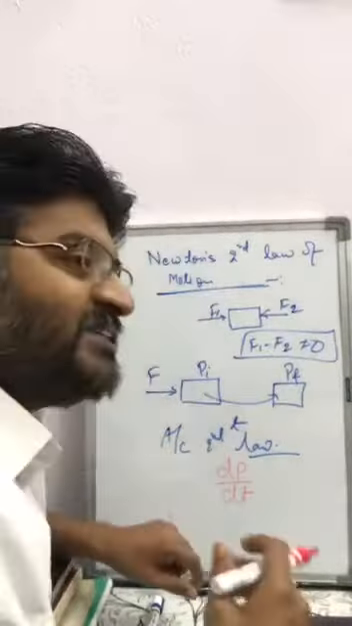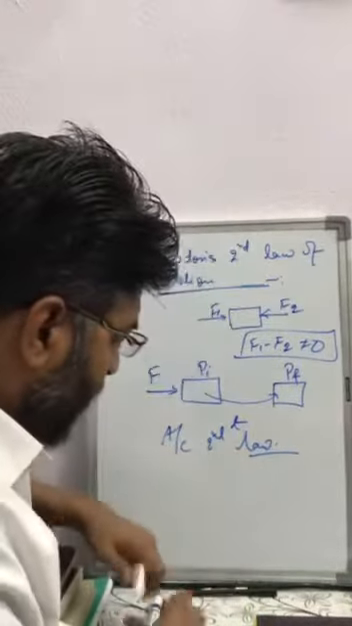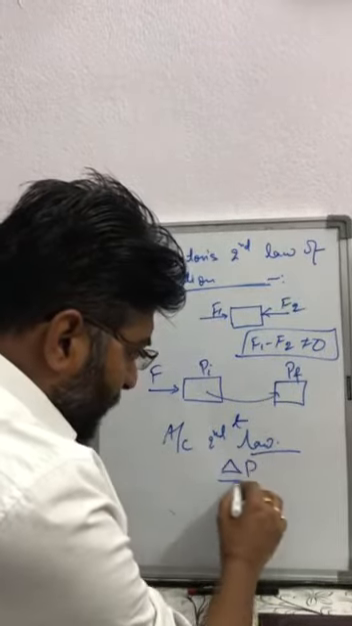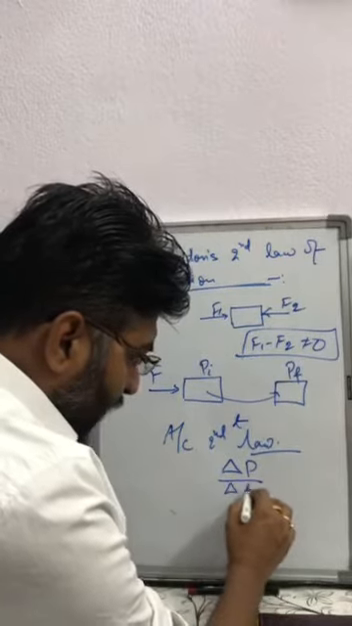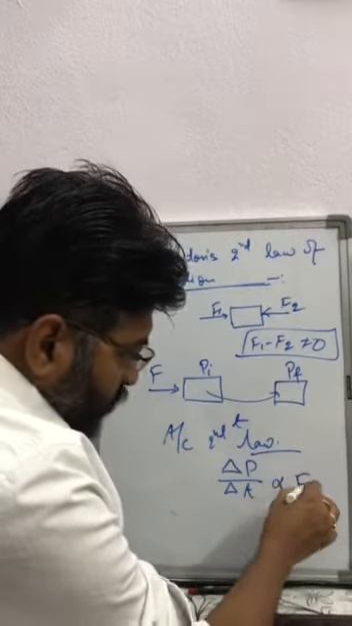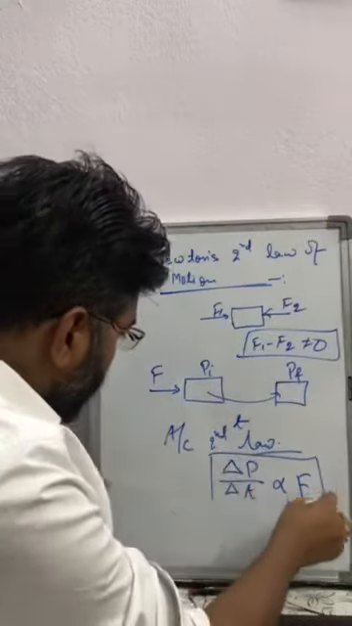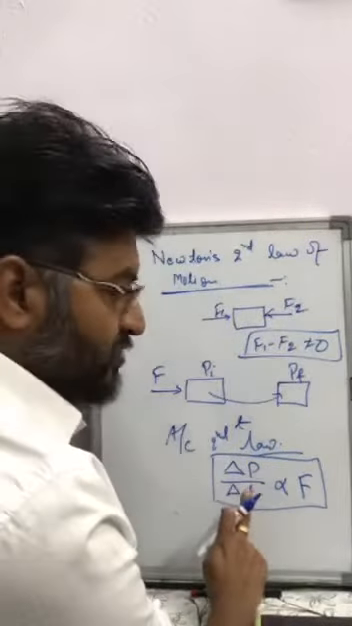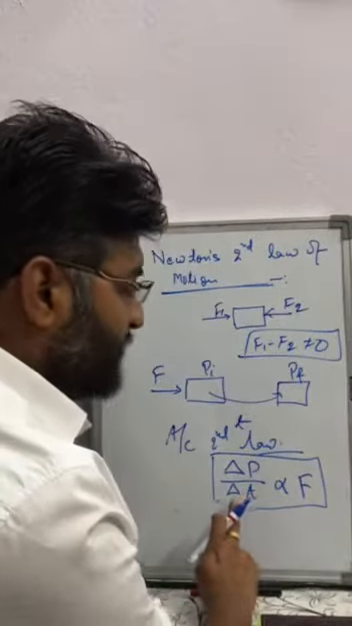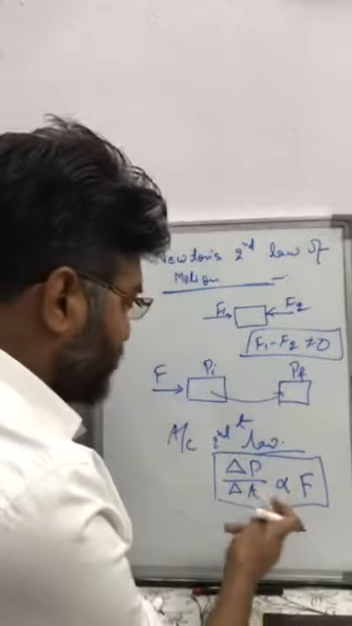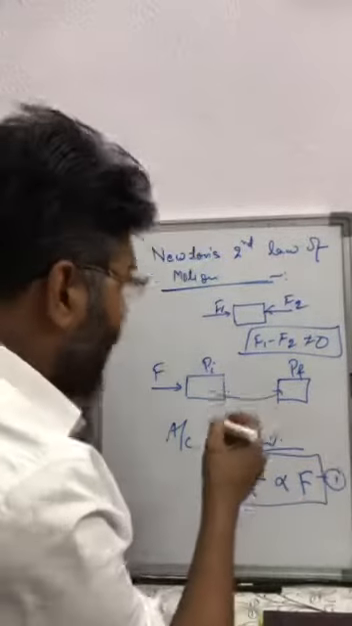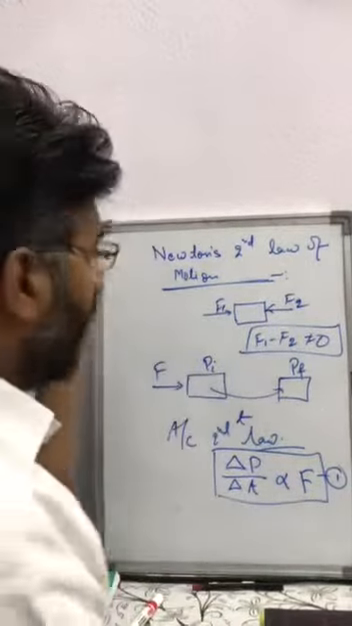That version is written in class 12. For class 9, we can write change in momentum by change in time is directly proportional to the applied unbalanced force. That was Newton's second law. That means the rate of change in momentum with respect to time is directly proportional to the applied unbalanced force.